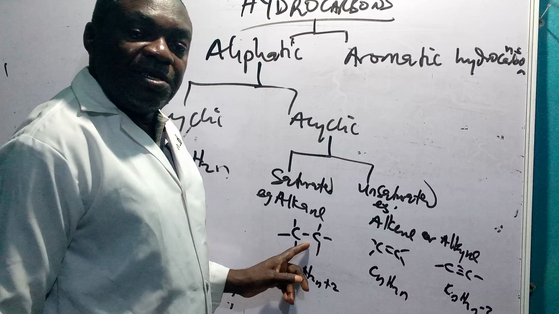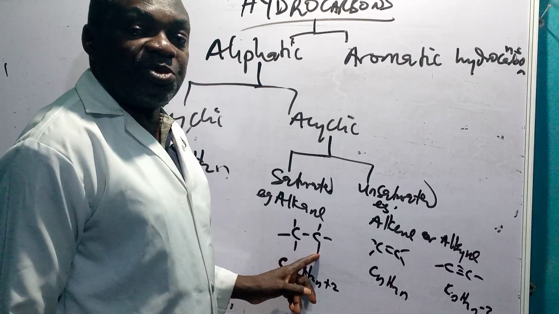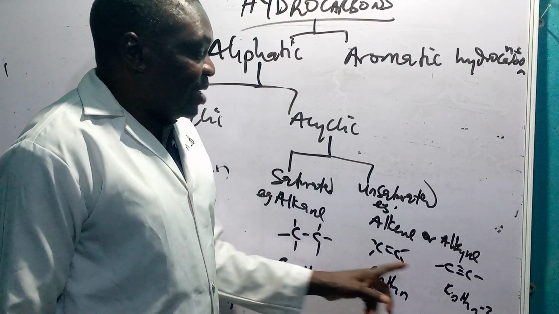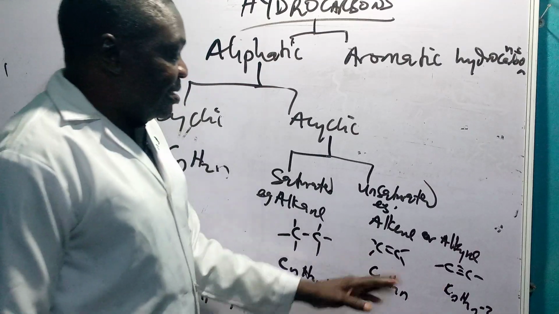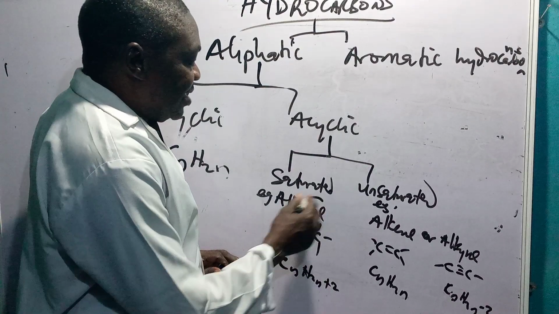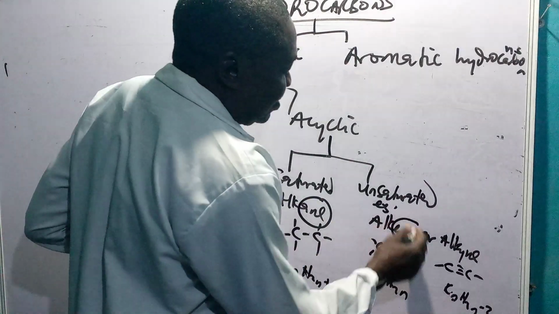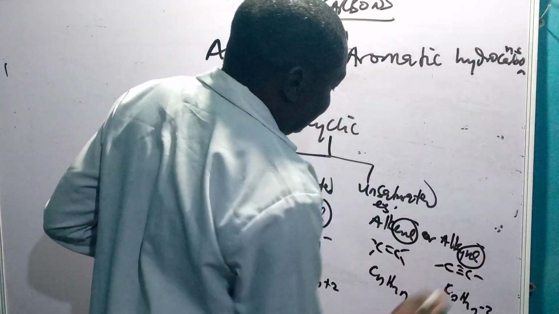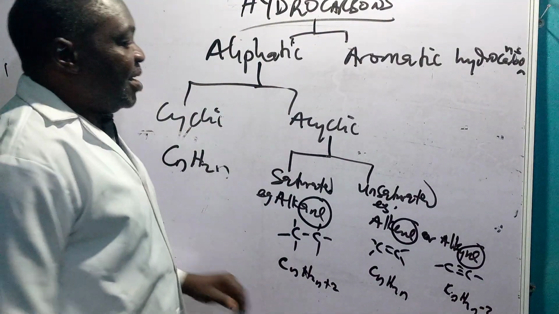Like we said, this one has single bonds and is referred to as saturated hydrocarbon. These have double bonds and these have triple bonds. These are the initial classification. In terms of naming, we find that this one ends with ANE, this one ends with ENE, and this one ends with YNE. We'll suspend this for now.